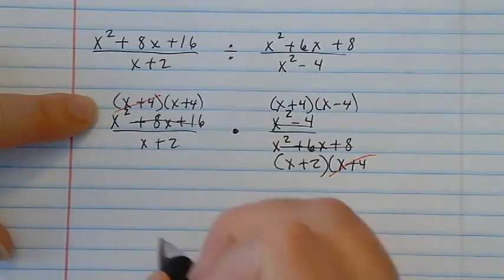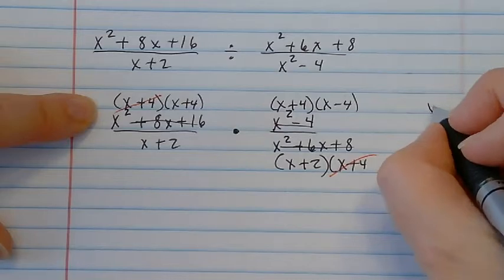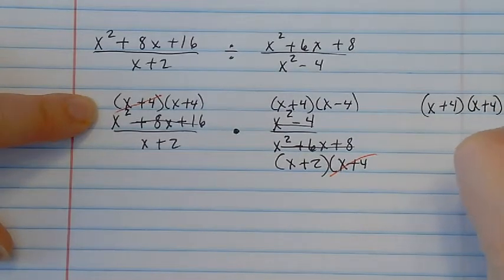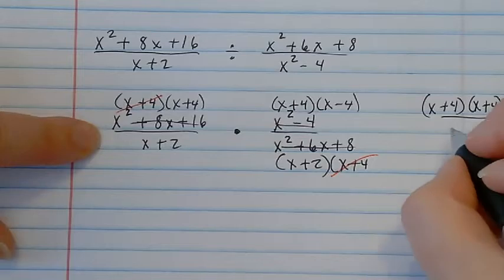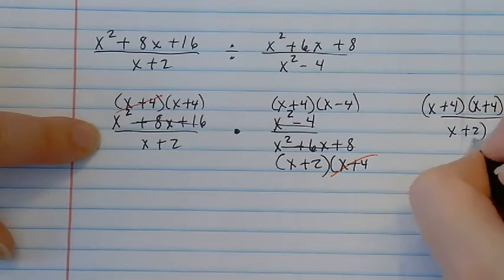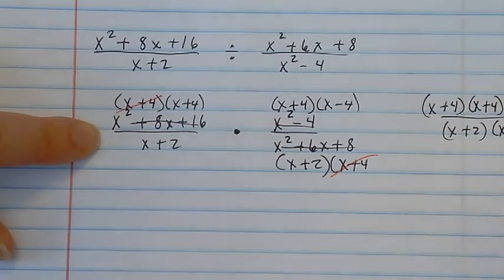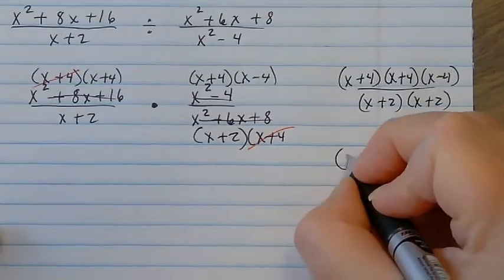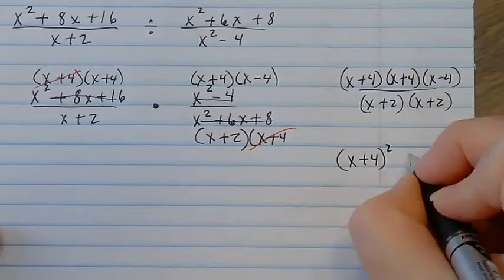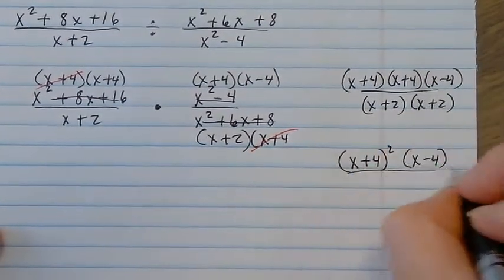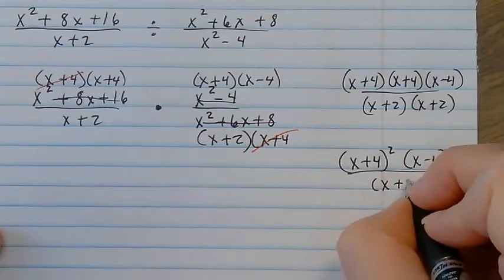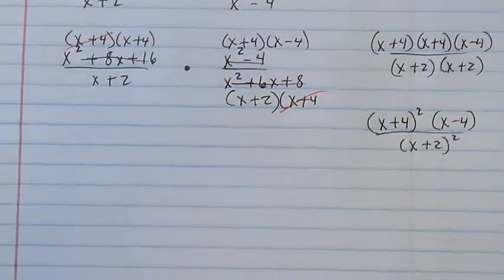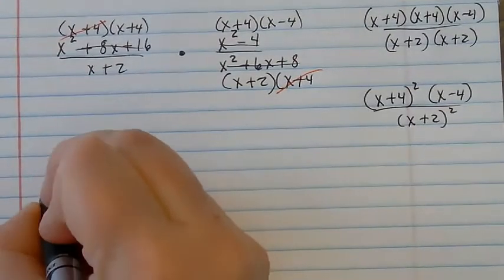So my answer would be (x plus 4) times (x plus 4) times (x minus 4), and on the bottom, (x plus 2) times (x plus 2). Now you may choose to write this, since these are the same, this could be written as (x plus 4) squared times (x minus 4), and the bottom could be (x plus 2) squared. That would be the same thing. Okay, one more. This is where we combine several things.